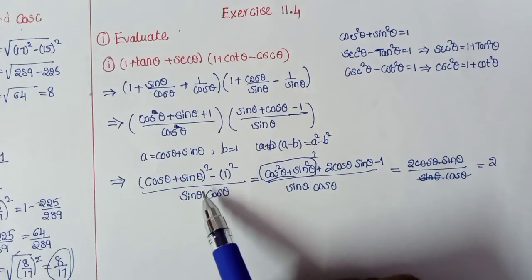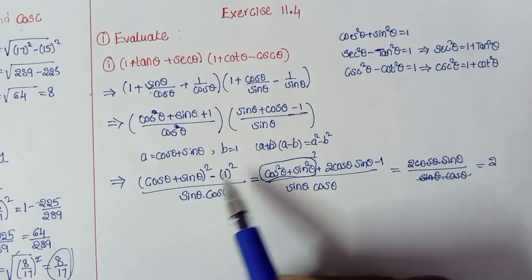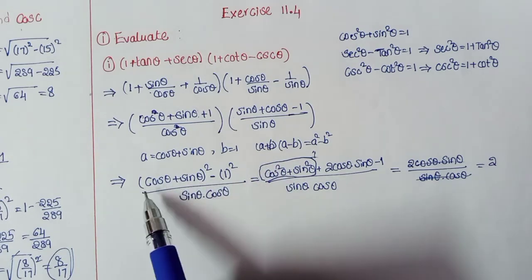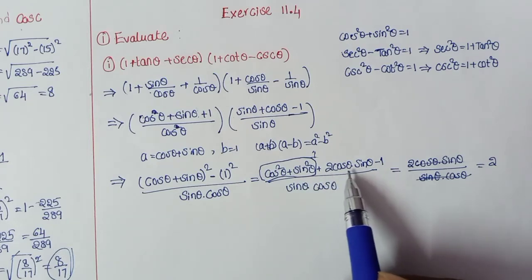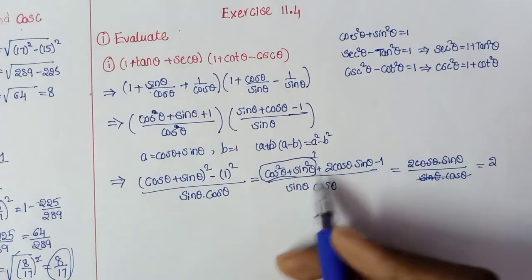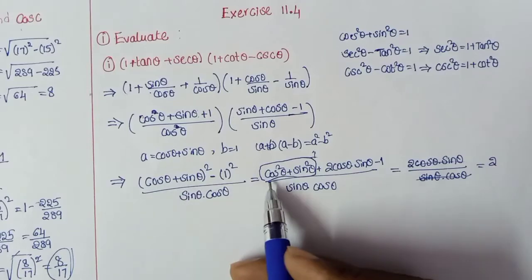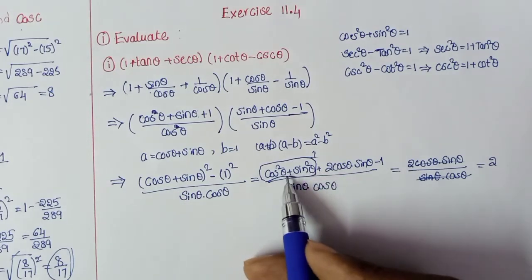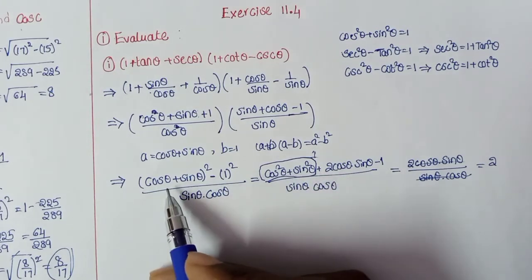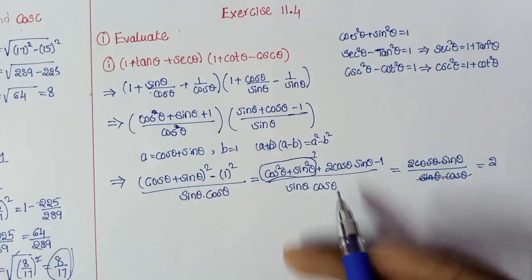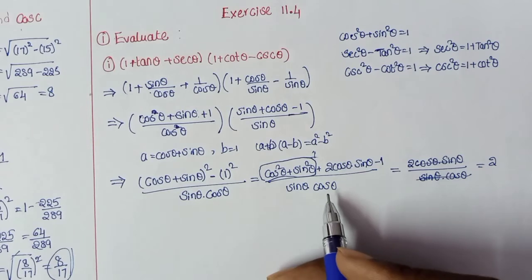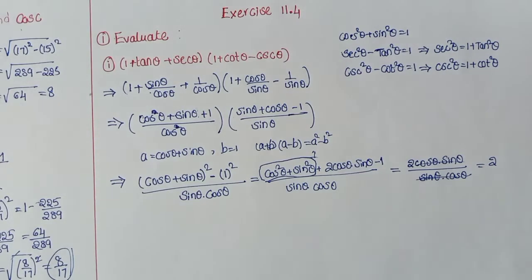Cos theta plus sin theta whole square is equal to... generally everyone knows, (a plus b) whole square is equal to a square plus b square plus 2ab. But for the trigonometric ratios, a square plus b square is 1 here, because cos square theta plus sin square theta is 1. So (cos theta plus sin theta) whole square is equal to 1 plus 2 cos theta sin theta. You can remember it like this also. And we'll see the next problem.